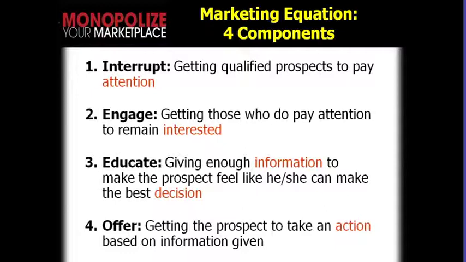Number two is engage, getting those who do pay attention to remain interested. These are emotional level things, interrupting, engage, getting people to take a look. And then number three and four, we've got to be a little bit more on the logical side, give people information so they can feel like they can make a good decision, and then get them to take action through a proper offer. So we'll go through this right now in a little bit of detail.